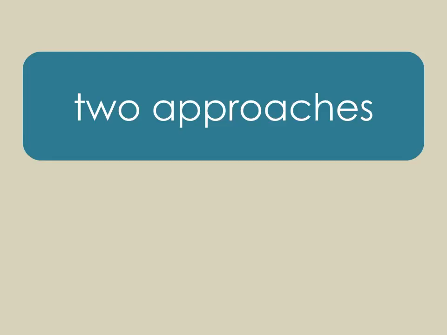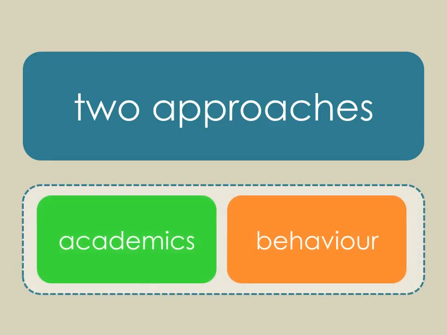The first is to make sure that every report comment we write addresses two approaches: both the academics of the learner and the learner's behavior. You might have a child who is strong academically, but whose behavior is not great. Or vice versa, you might have a kid who has amazing behavior in the classroom, yet is really weak academically. We need to make sure that the report addresses both of these.